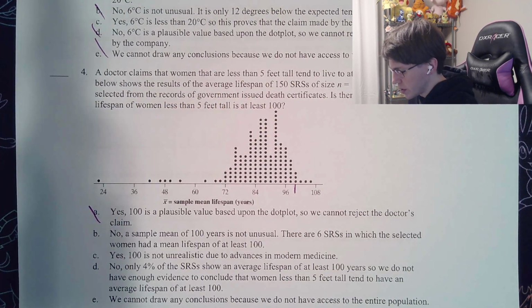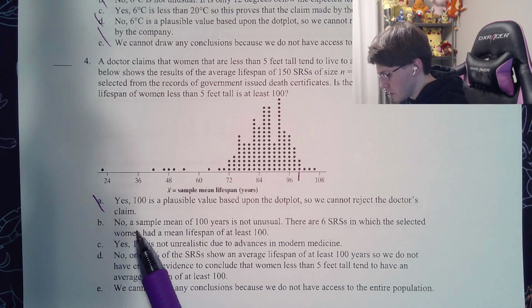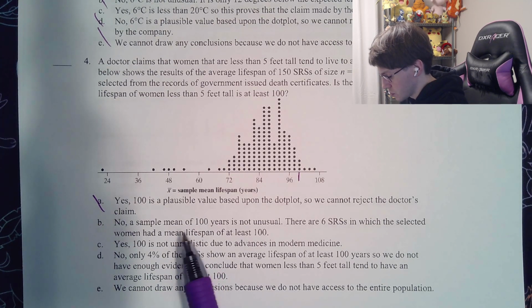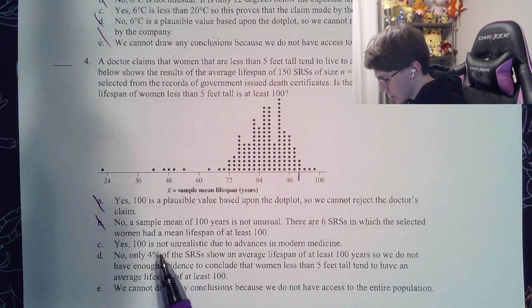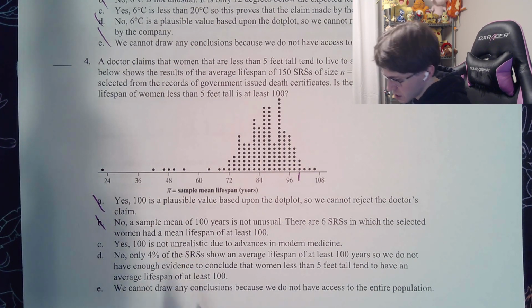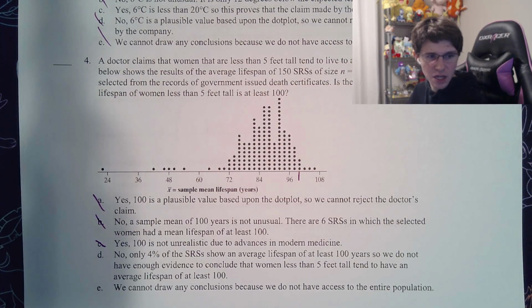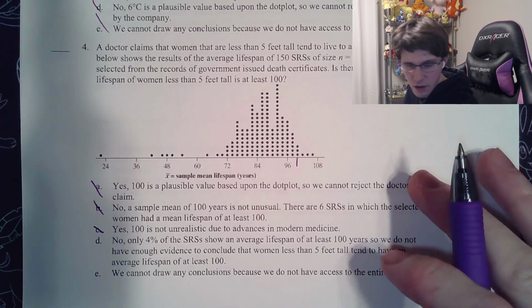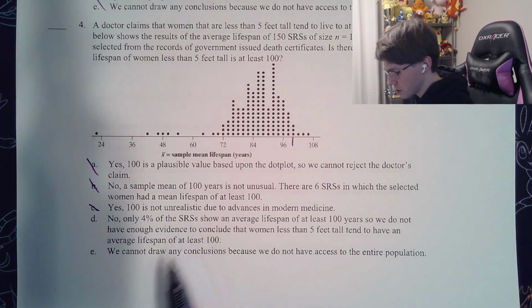No, just because one person lives to 100 doesn't mean that all of them live to 100. This is nonsense. No, a sample mean of 100 is not unusual. No, it is unusual. Look at this. No way. Yes, 100 is not realistic due to advances in modern medicine. I mean, maybe the teenagers who are alive today are all going to live to be over 100 based on modern medicine. I don't know if that's going to happen. One can hope. You never know.